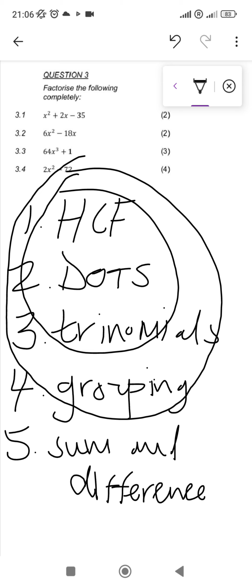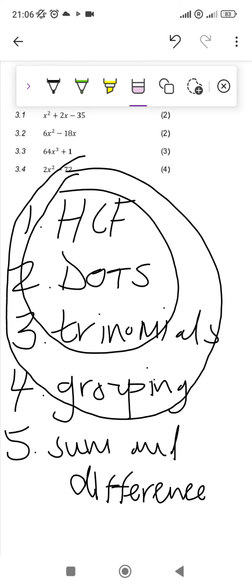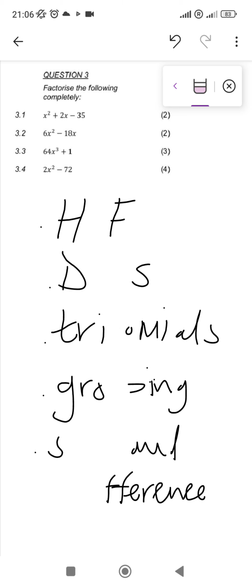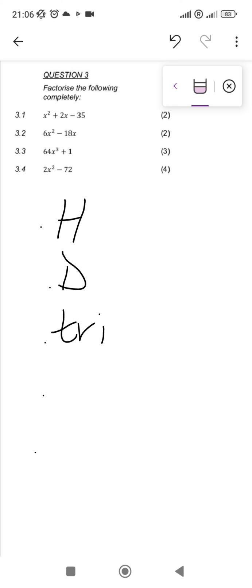Okay, so make sure you're comfortable with all of these methods of factorization, especially these, or maybe even just these three. You will be seeing them as long as you are going to be doing math, so make sure you get very comfortable with those. Okay, so the first one that we're going to deal with is going to be the highest common factor.